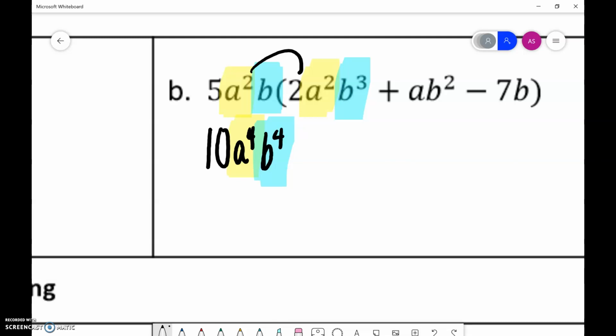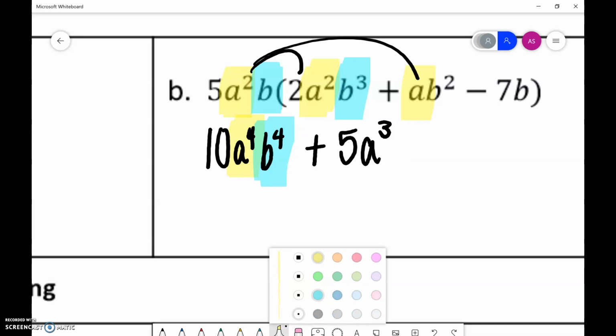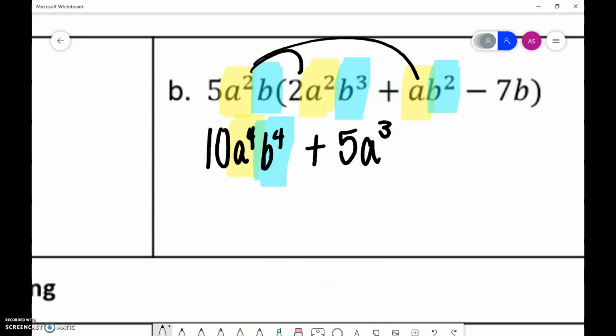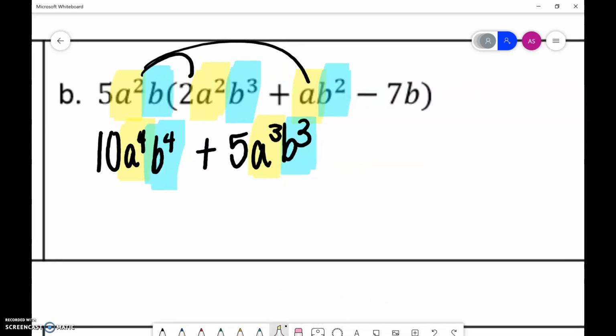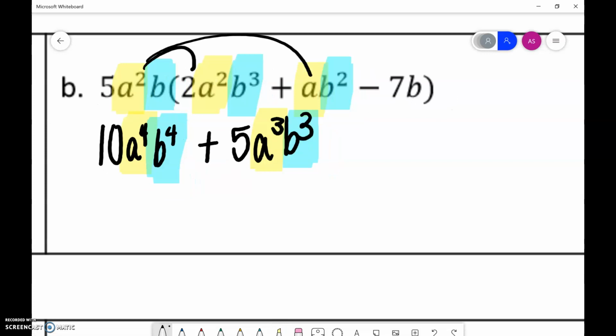Okay, then I do the same thing with the next part. So I have 5 times 1 because there is a 1 in front. So I have plus 5. Then for my a, I'm going to have 1 power here, so I'm going to have a to the third power. And then for my b, we have a 2 here, so I'm going to have b to the third power. Okay, so keep those variables. Make sure you add those exponents together.